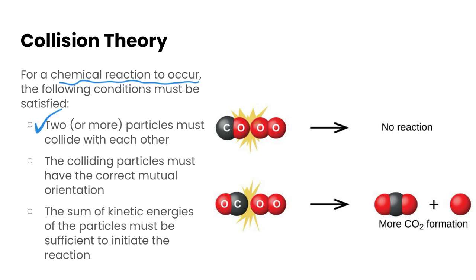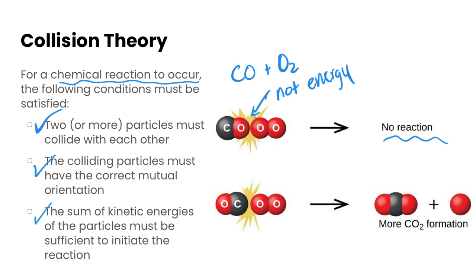First off, two or more particles must collide with each other. The colliding particles must have the correct mutual orientation, and the sum of kinetic energies of the particles must be sufficient to initiate the reaction. If you take this reaction here, we have carbon monoxide reacting with oxygen gas. You have the particles colliding, but say they collide at the right orientation, but there's not enough energy to initiate the reaction, then no reaction is going to happen. But if we get them colliding at the right orientation and the right energy, then a chemical reaction will occur and will create our products here.